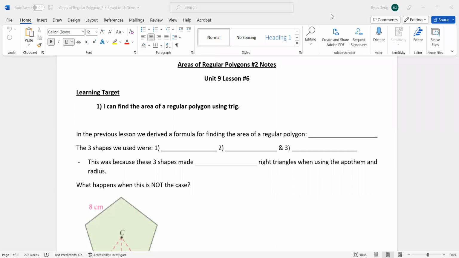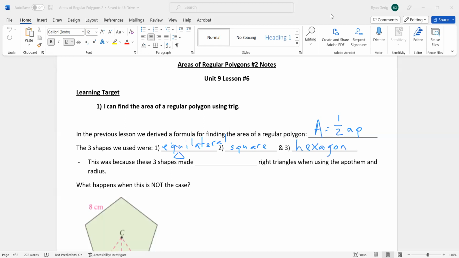In the previous lesson, we derived a formula for finding the area of a regular polygon. You will remember it is 1/2 AP. The three shapes we used in that lesson were an equilateral triangle, and it had to be equilateral because it had to be a regular polygon. So let's put triangle there. We also used squares. And the last one was a regular hexagon.